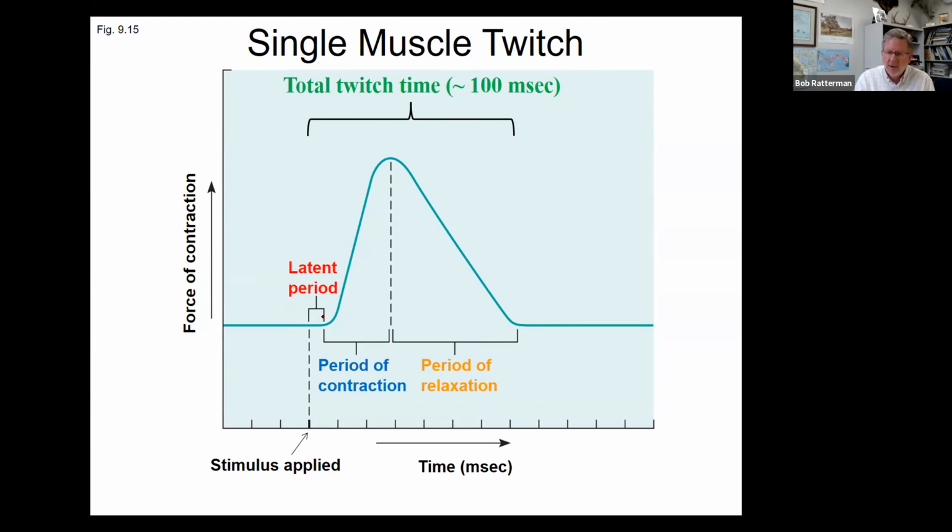Think of the neuromuscular junction, right? The release of the acetylcholine across the cleft, the combining with receptor sites. Remember all this? The influx of sodium causing depolarization of the sarcolemma and the development of a muscle impulse that travels down the sarcolemma, goes into the T-tubules. All that happens during this latent period.